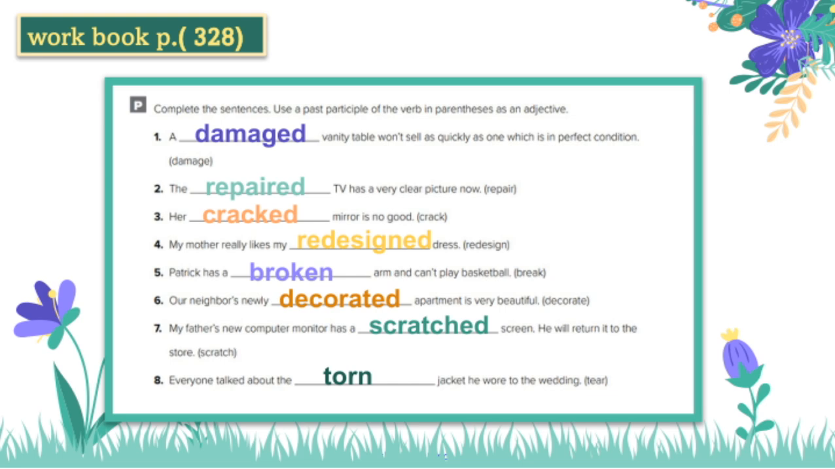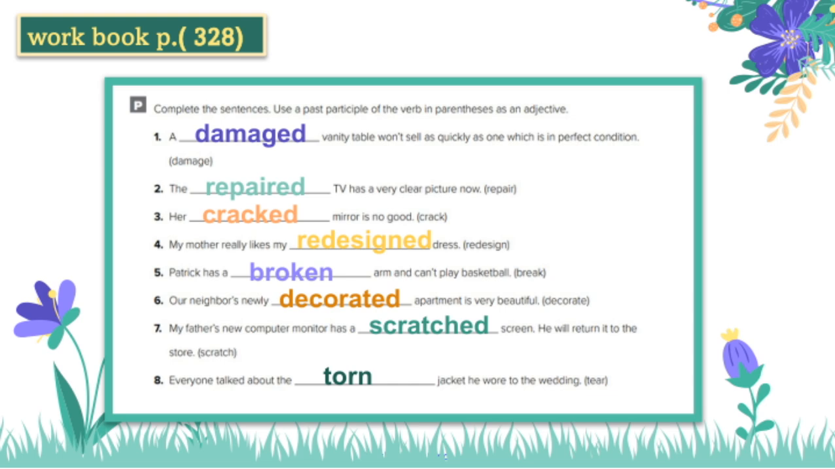For instance, torn refers to something ripped apart, often unexpectedly. Scratched indicates surface damage, usually from something sharp. Decorated is a positive change, showing how an object can be embellished or personalized.